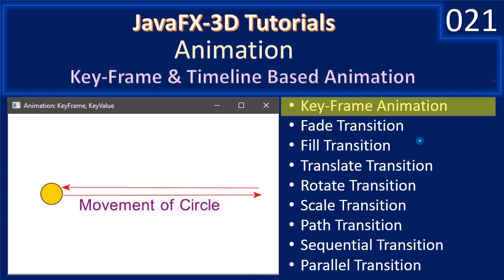Now we are starting a new sub-series, and in this sub-series we will learn about JavaFx animations. So in this very first video we will learn a keyframe based animation, and in this example we will create a circle and the circle will move towards the right edge of the screen. After that it will return back to the original position. So that's what we are going to see, and here we will learn what is a keyframe based animation.